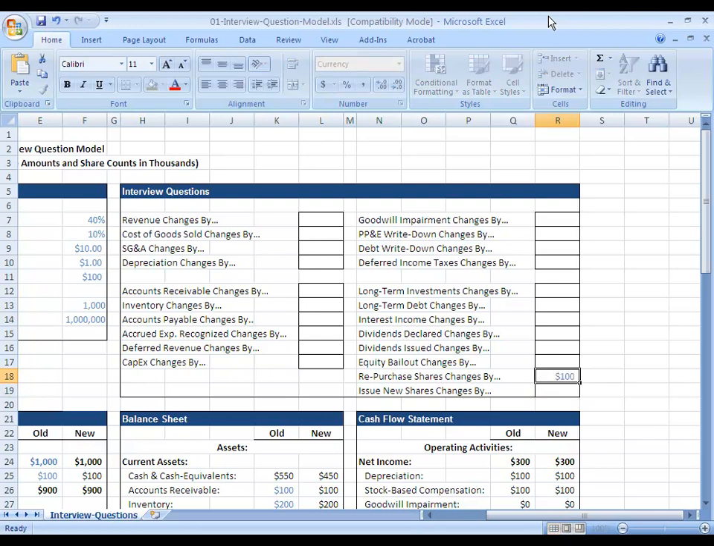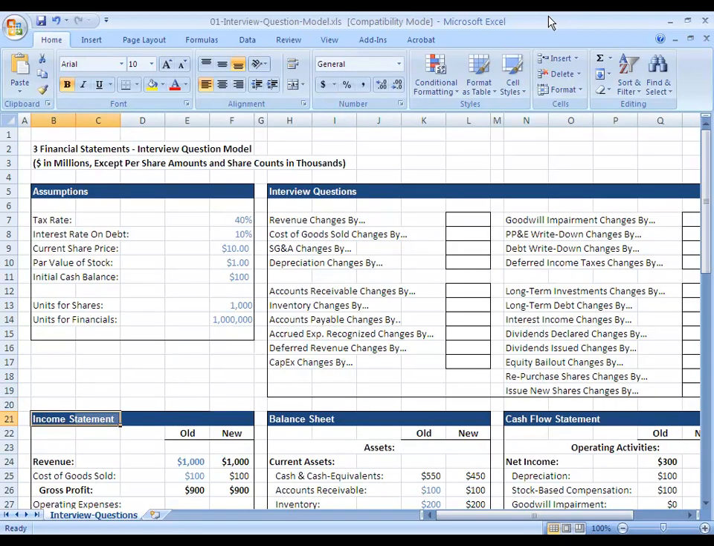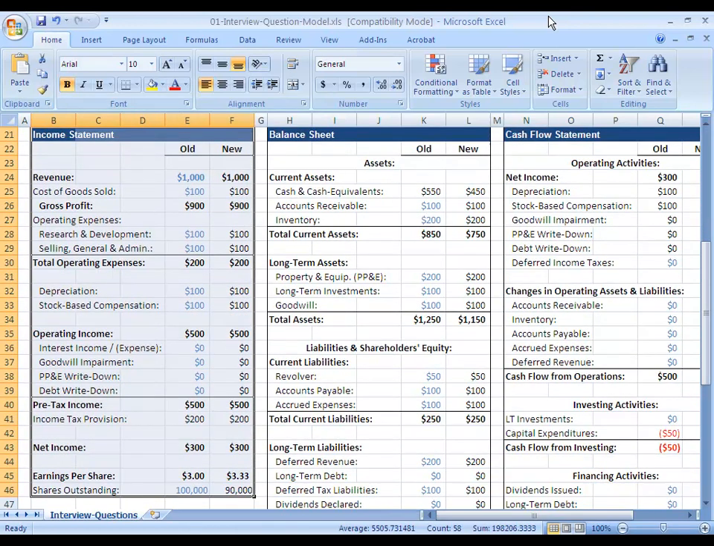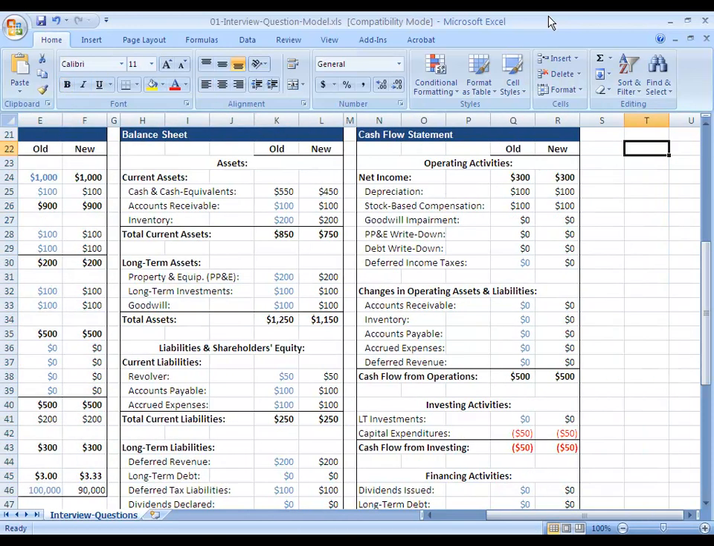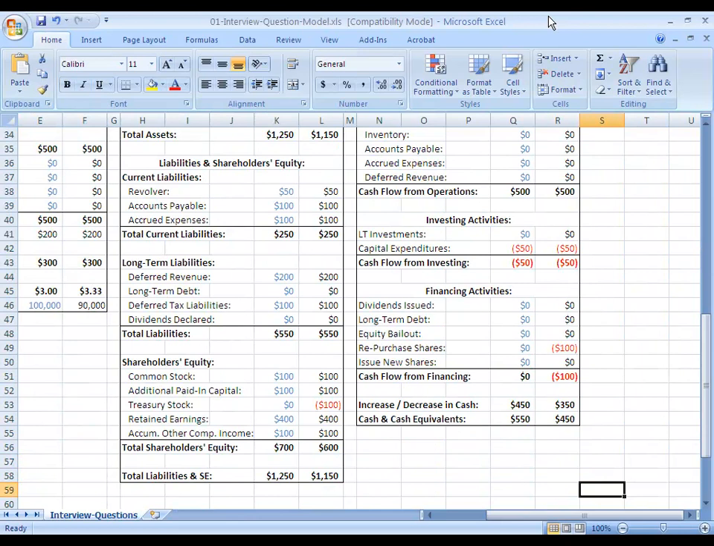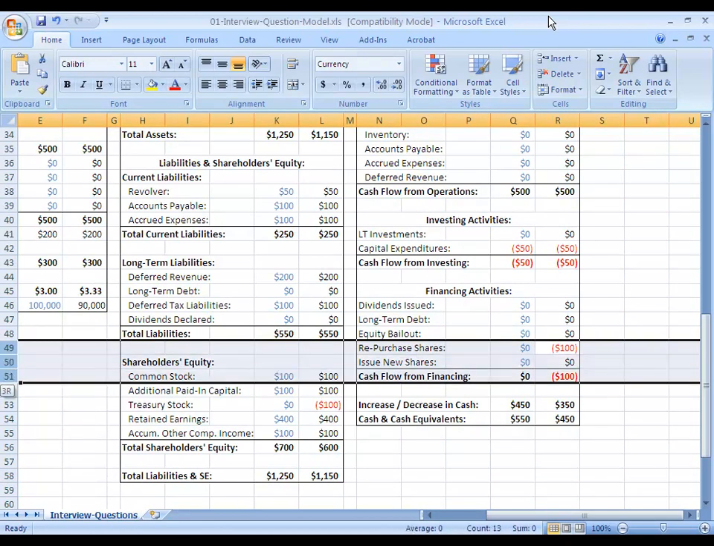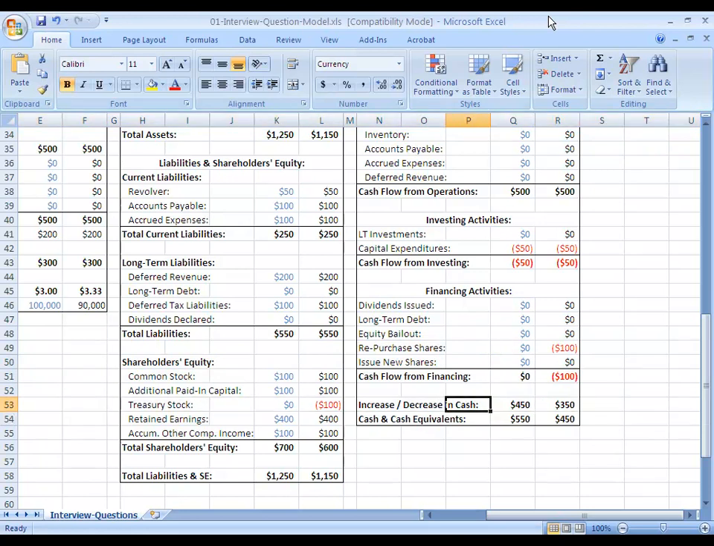So in this case, I'm going to enter 100 here. Then on the income statement, once again, there are no changes all the way down to net income. Shares outstanding goes down by 10 million here because of the same equation, 100 million divided by 10 equals 10 million. The cash flow statement, no changes to operational or investing activities. So we're using cash to repurchase these shares. So cash flow from financing goes down by 100. Cash goes down by 100.